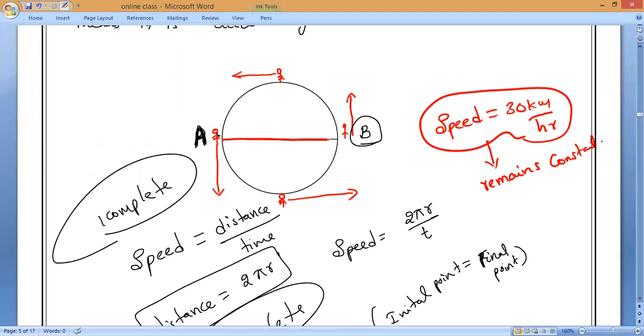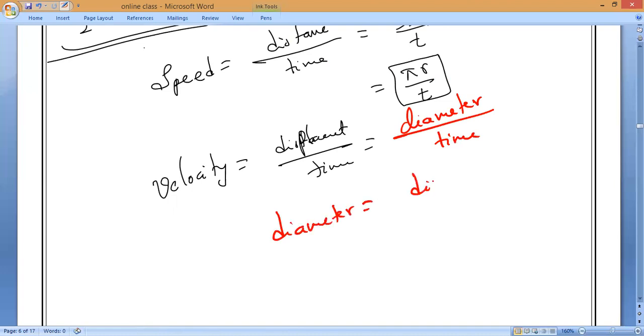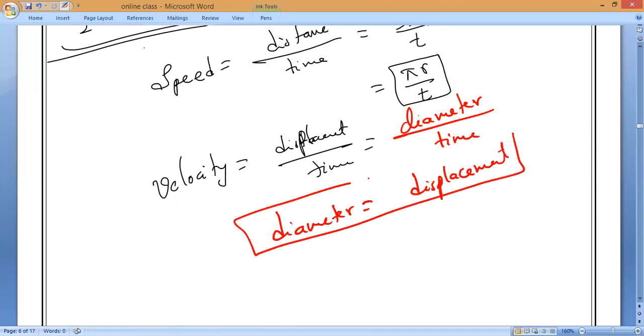What is the shortest distance between them? This point we used to call the center point C. This is what we call the diameter. This is radius and this is radius. So what is the velocity? Velocity is equal to diameter divided by time, because diameter is equal to displacement. Clear, everybody? That is what you have to remember.